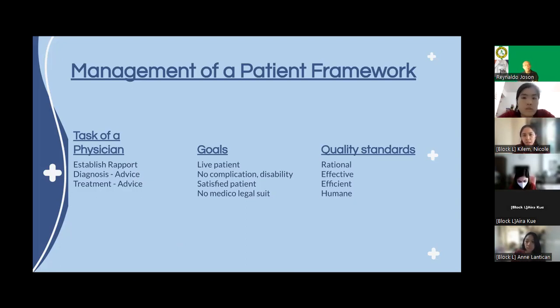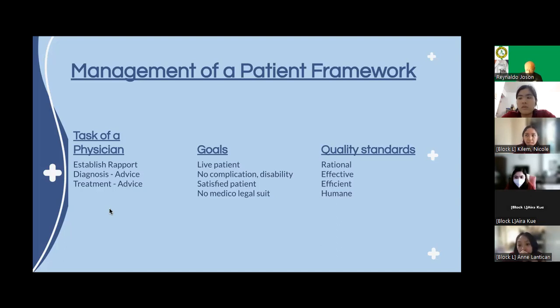And throughout all this, we have to establish that we maintain the goals of the patient, and they're also aware of these goals, such as we want to prevent complications and disability, we want to maintain patient satisfaction, and we don't want a medical legal suit with this. Also, throughout this, we want to maintain quality standards that are rational, efficient, effective, and humane for this patient. So when we're identifying the goals for patient management, it's important that we involve not just the patient, but also their family.